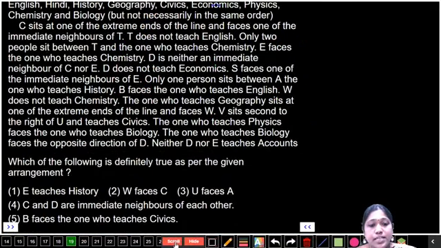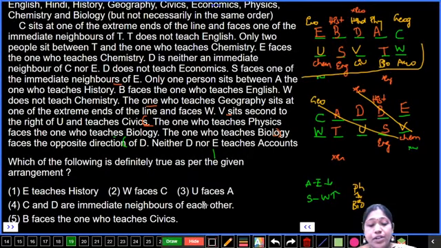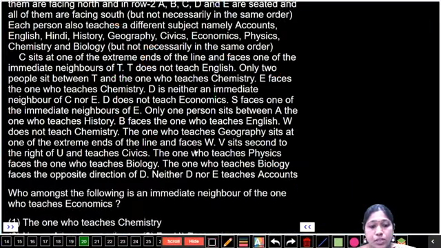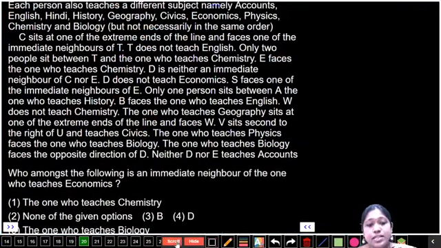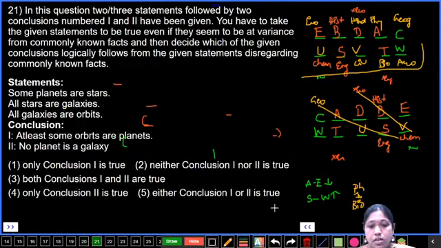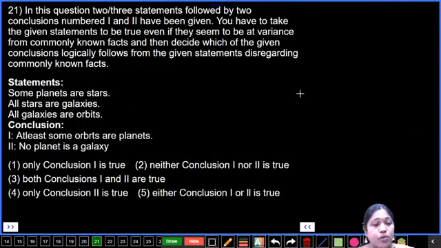Which of the following is definitely true as per the given arrangement? What is true? E teaches history. It is false. W faces V. This is true, second option. 20th question is, who among the following is an immediate neighbor of the one who teaches economics? It is English, B the history, option number 3. With this we have completed the set. We'll go with the next set.